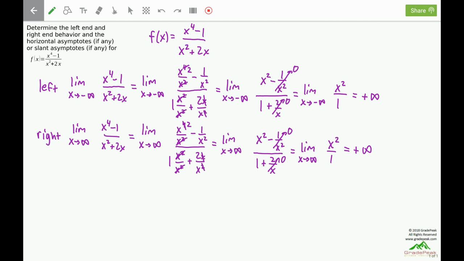The left end and right end behaviors match here because the numerator is exactly 2 powers, which is an even number, higher than the denominator. And that will make the left end and right end behaviors have the same sign of infinity. They both end up being positive infinity here.